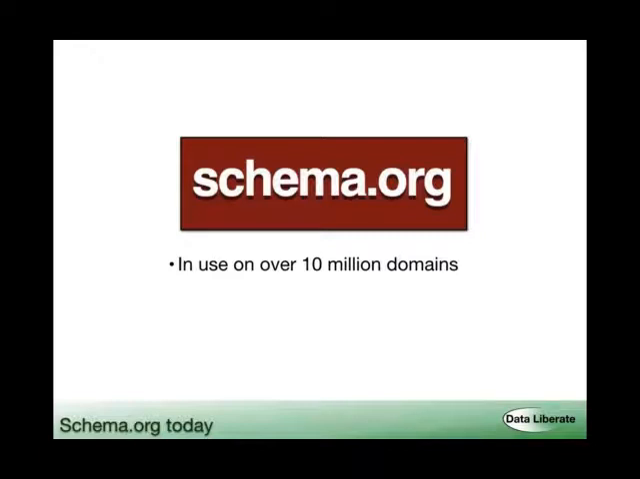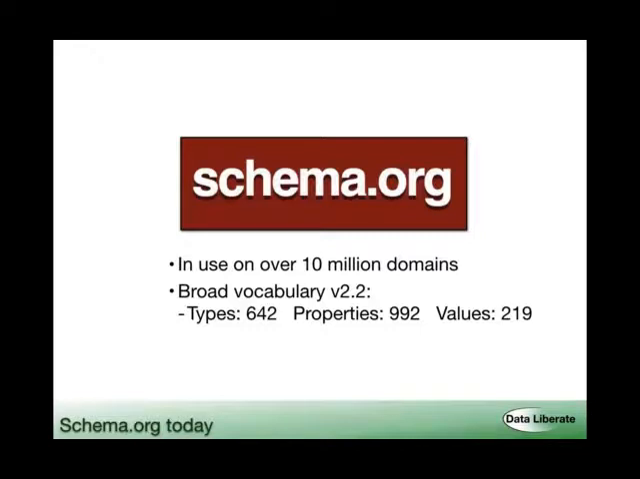Schema.org has already spread to over 10 million domains across the web. It's got a broad vocabulary. Version 2.2 was released about a month ago, and it has increased the number of types and properties, etc. Beyond that, over 642 types, 992 properties, and 219 values that are held in enumerations in the vocabulary.